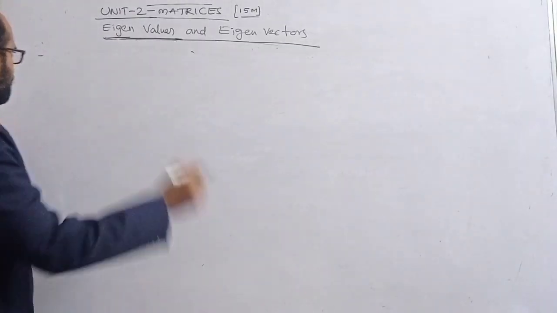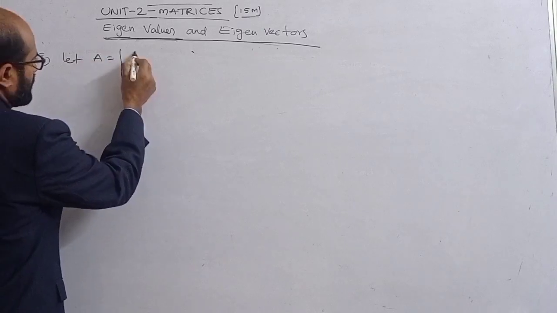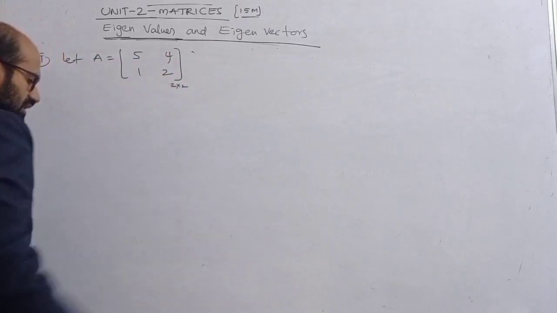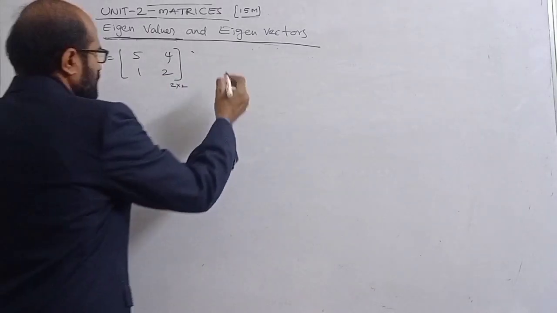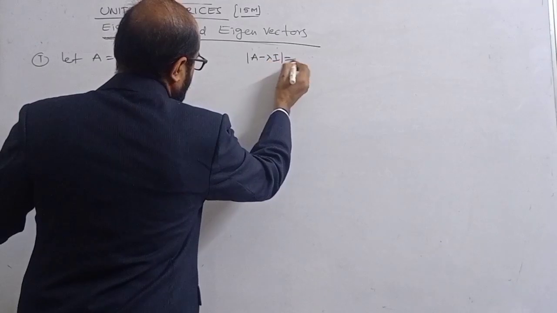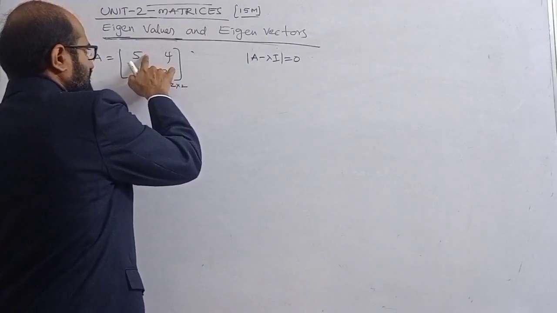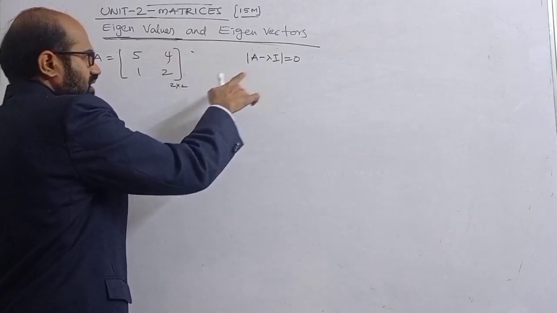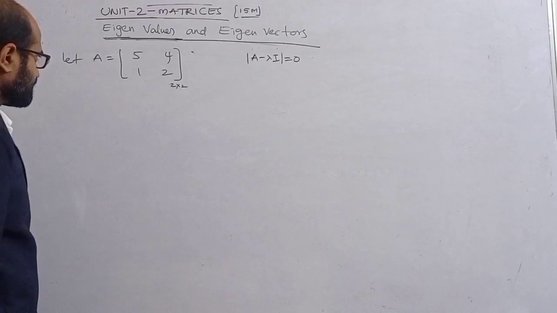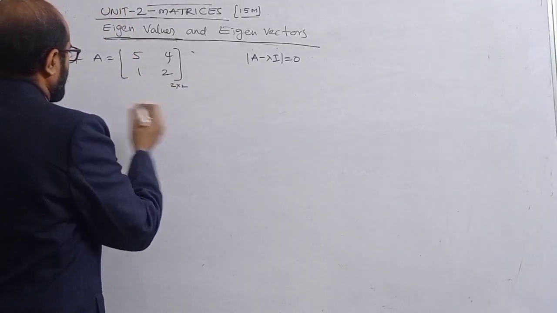Let's see one problem. Let A equal to 5, 4, 1, 2. I am taking a 2 by 2 matrix. In general, you can find it by using the characteristic equation also. A minus lambda I equal to 0 is the characteristic equation. By using this, with 5 minus lambda, 4, 1, 2 minus lambda equal to 0, you can find the answer. But I will tell you in a different way, that is by the previous formula.